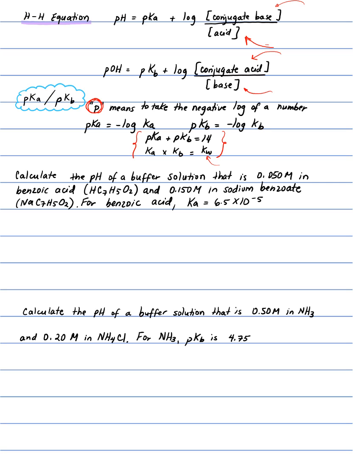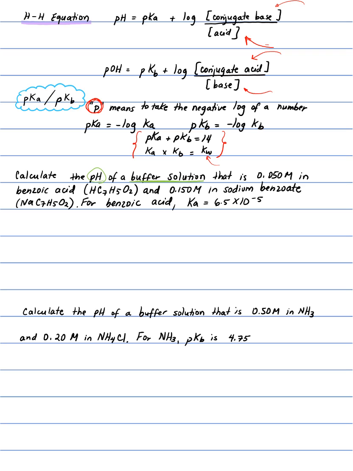So let's use the equations to calculate the pH for a buffer solution. First thing that you have to do to solve this type of problem is to find out which one is the acid, which one is the base, which one is the conjugate acid, all of those things. So going through the problem, I have calculate the pH, that's what you want. A buffer solution, so I already know that it's a buffer solution, and we use the Henderson-Hasselbalch equation.